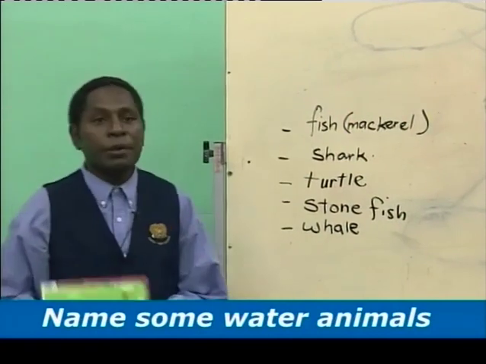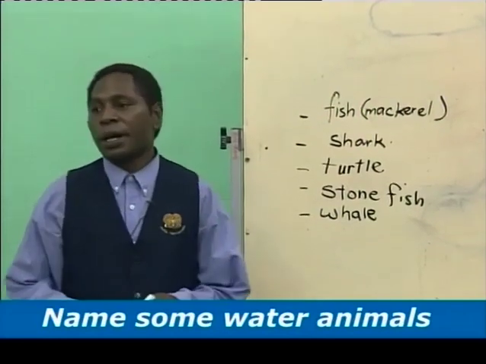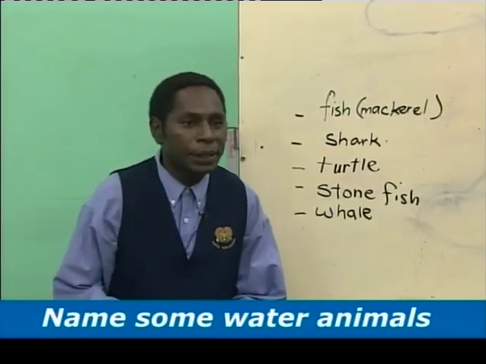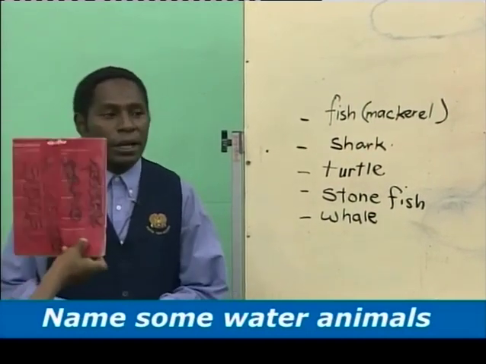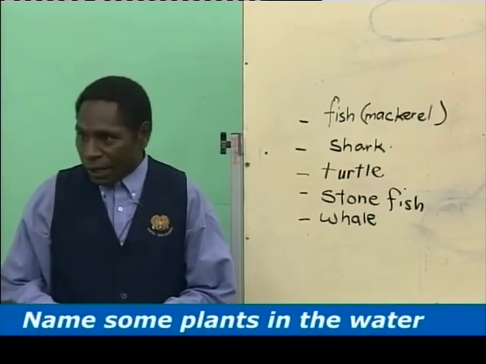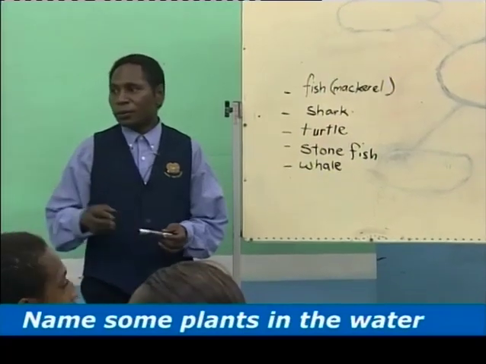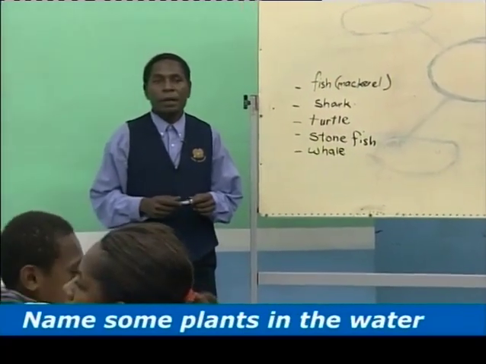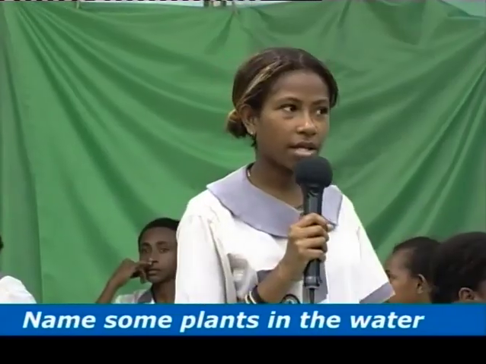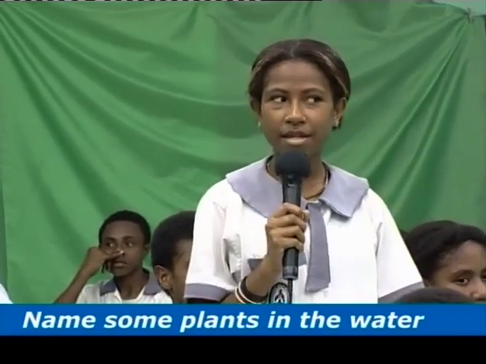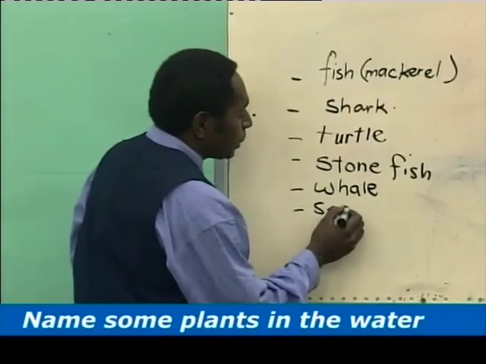Right, good. These are most of the animals that are found in the water, or some of the animals rather. How about the plants which are found in the water? The plants which are found in the water. We'll have Agnes, Ruthie, Tara, and Michaeline. Go. Seaweed. Right, seaweed.